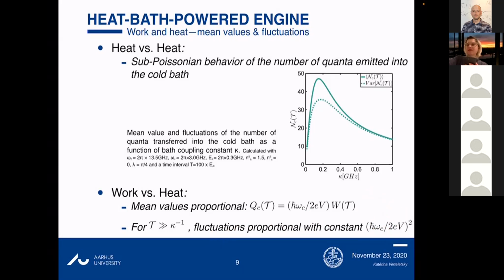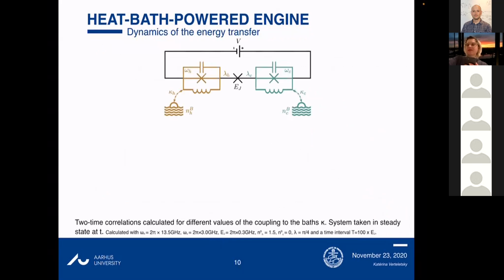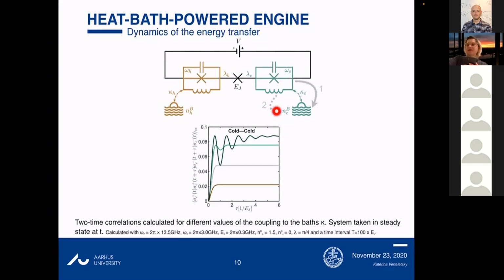Okay, so then we had these tools, we used these 2-time correlation functions, and we wanted to see if we can use those tools to say something about the dynamics within the engine beyond these average values. So we did it, and if we, for example, take the 2-time correlation function of the emission into the cold bath, so we record one emission and then we record another one at a later time, we can see that, first, this emission is anti-bunched, which means that if we record one emission, we have to wait for a while until we can record another one.